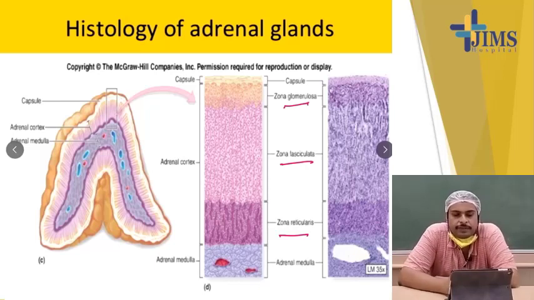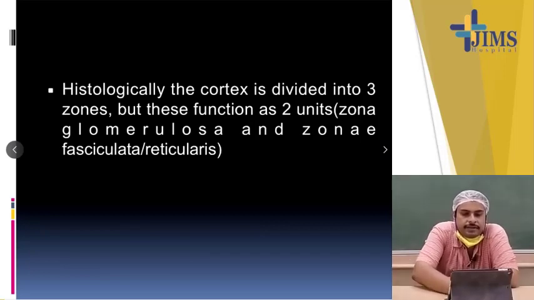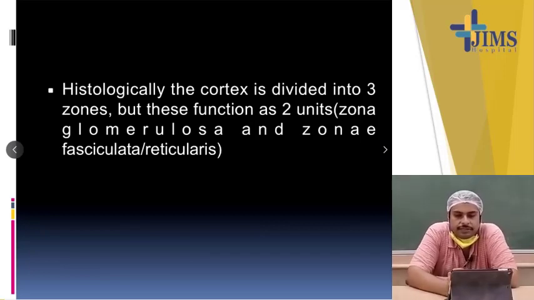As I told you, it actually functions as two units. One unit consists of zona glomerulosa and the next unit consists of zona fasciculata and reticularis. So basically the cortex functions as two units.